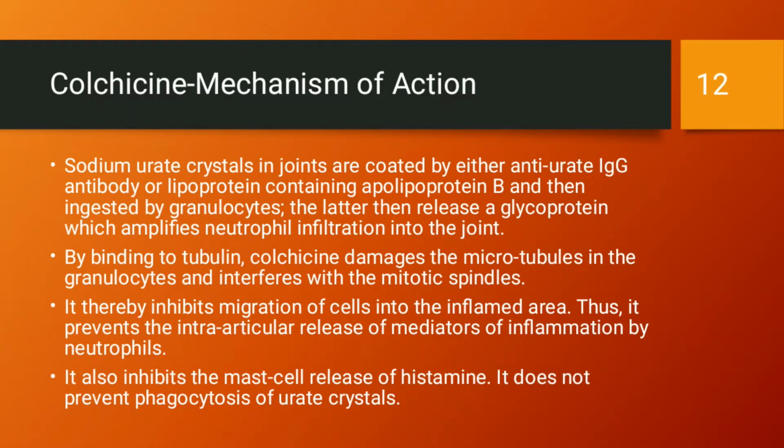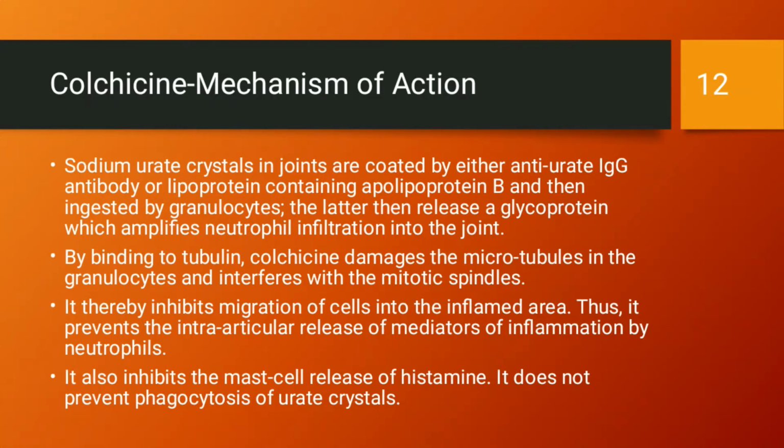So, mechanism of action: sodium urate crystals in joints are coated by either anti-urate IgG antibody or lipoprotein containing apolipoprotein B, and then they are ingested by granulocytes. The latter then release a glycoprotein which amplifies neutrophil infiltration into the joint. I will read again: sodium urate crystals deposited in joints are coated by either anti-urate IgG antibody or lipoprotein which contains apolipoprotein B.